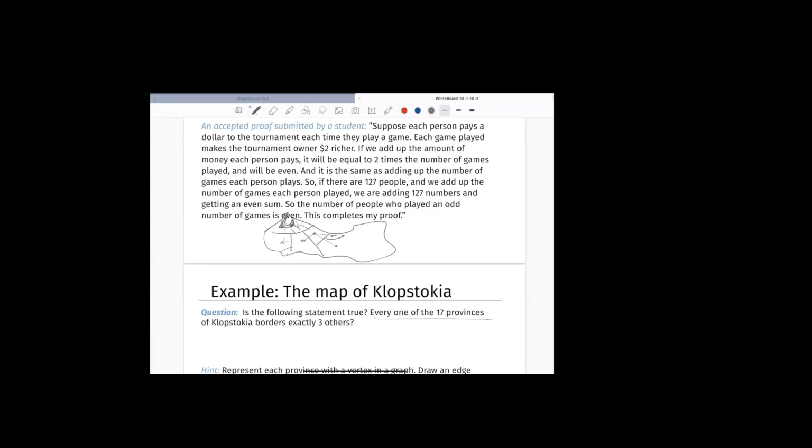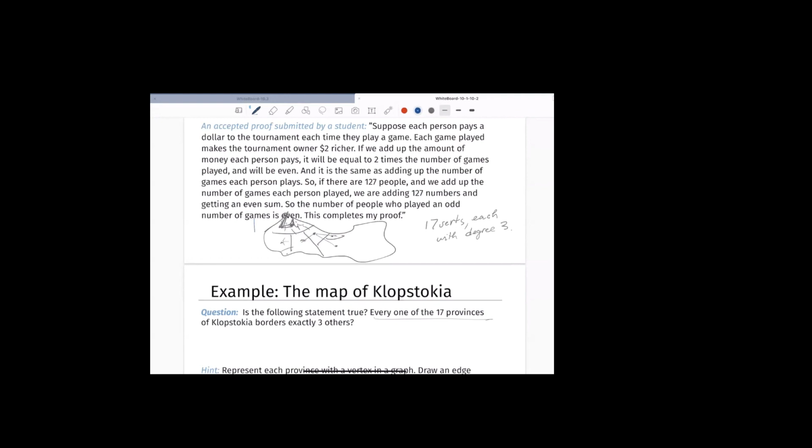Okay. Well, if it were true, then that would mean you could make a graph with 17 vertices, each with 3 connections. Each with, let's call them, degree 3. Can we write it degree 3? Right? So notice what we're doing, by the way.